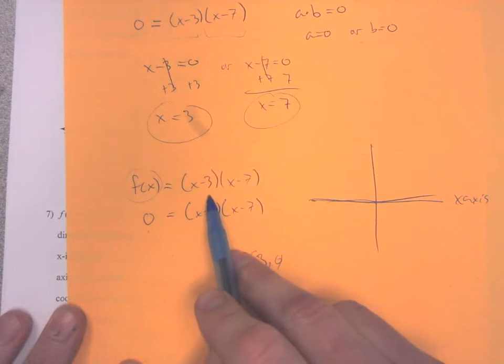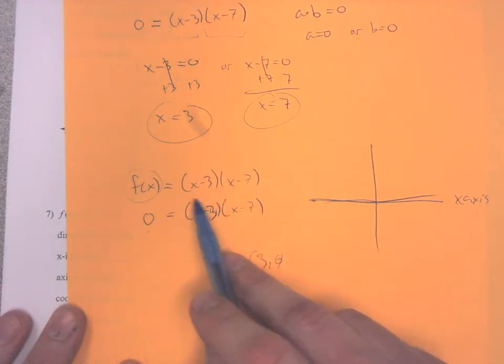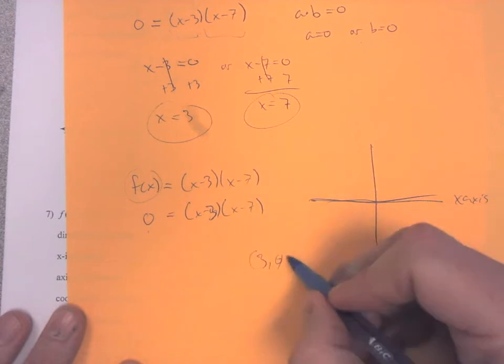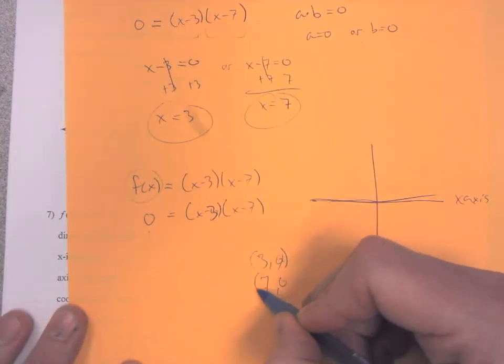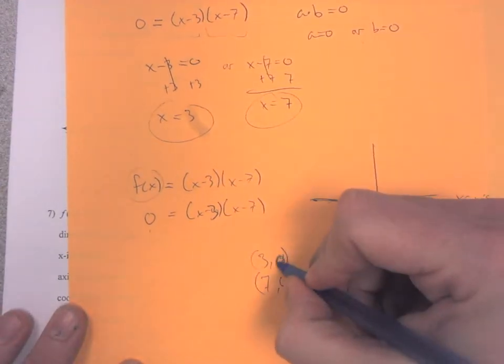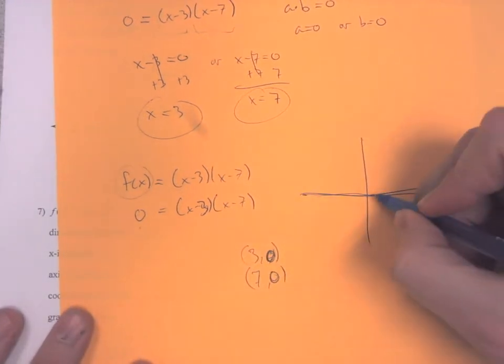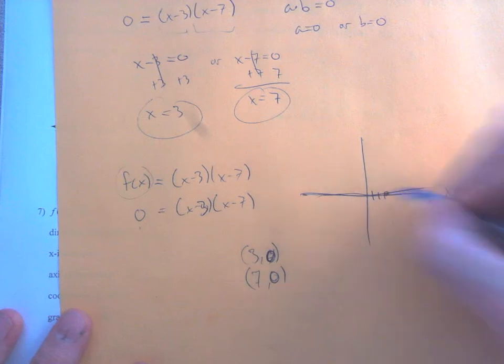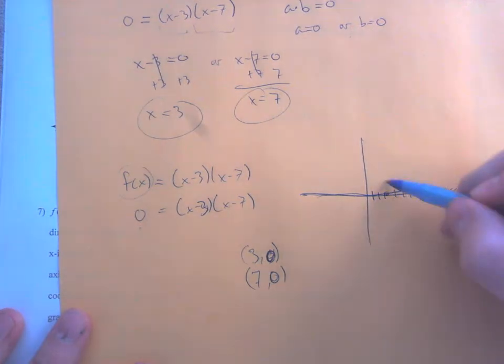If I plug a 3 in here, I have 3 minus 3 times 3 minus 7, 0 times negative 4 is 0, right? The output is 0. In other words, I already know what the y value is. The y value is 0. I'm solving for the x values, and these are the 2 values. So those are actually what we call x-intercepts. 1, 2, 3, 4, 5, 6, 7. Okay, my graph has to go through those 2 points. So it's going to look something like this.